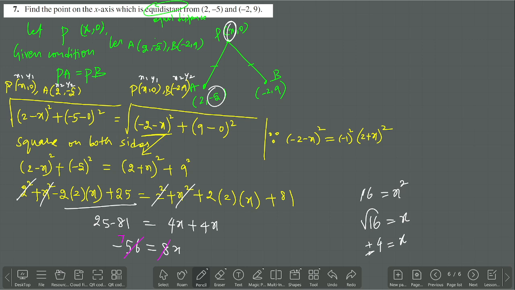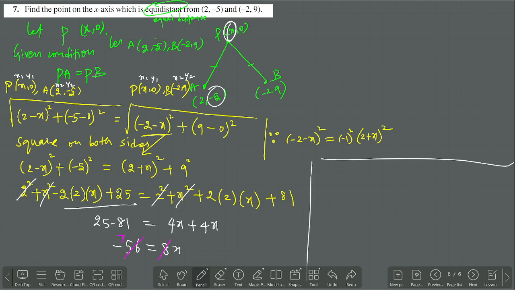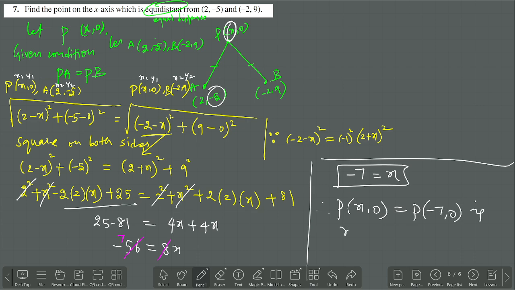So be clear-minded while giving plus or minus, deciding where we have to give plus or minus. That you decide and give. Understand? So, what do we have to do now? x equal to what am I getting? Minus 7 equal to x. Our aim is not to find the x value. Our aim is to find point P. Therefore, P of x comma 0 equals P of minus 7 comma 0 is the required point. That's it, children.